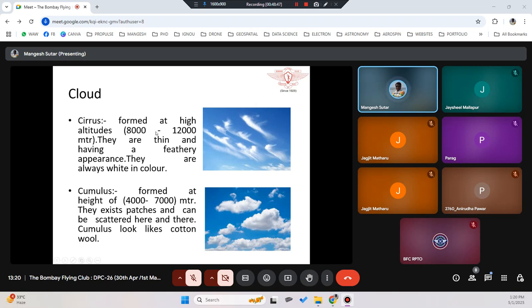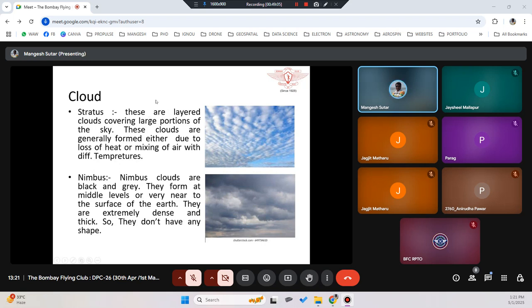Okay, so understand their positions. They are at different positions. Cumulus will always be at this height. Cirrus will be at this height. Cirrus has a clear, feathery appearance and is white in color. Here they are scattered here and there and look like cotton wool.